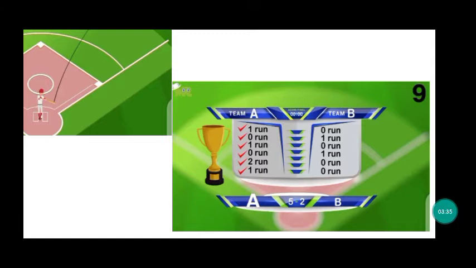Number nine, the winner of the game will be decided after 7 innings have all been completed. The team with the most runs after 7 innings will be declared the winner. If after 7 innings the game is tied, then extra innings will be played until a winner is found.